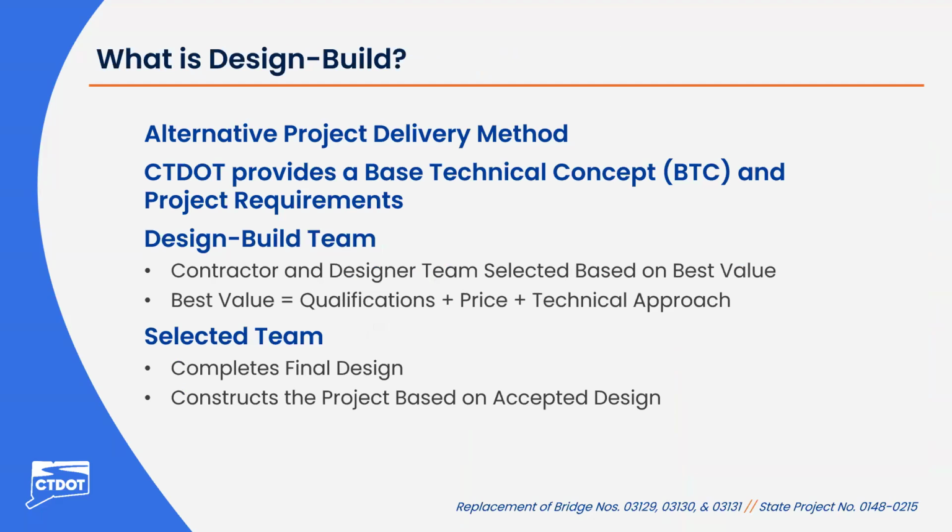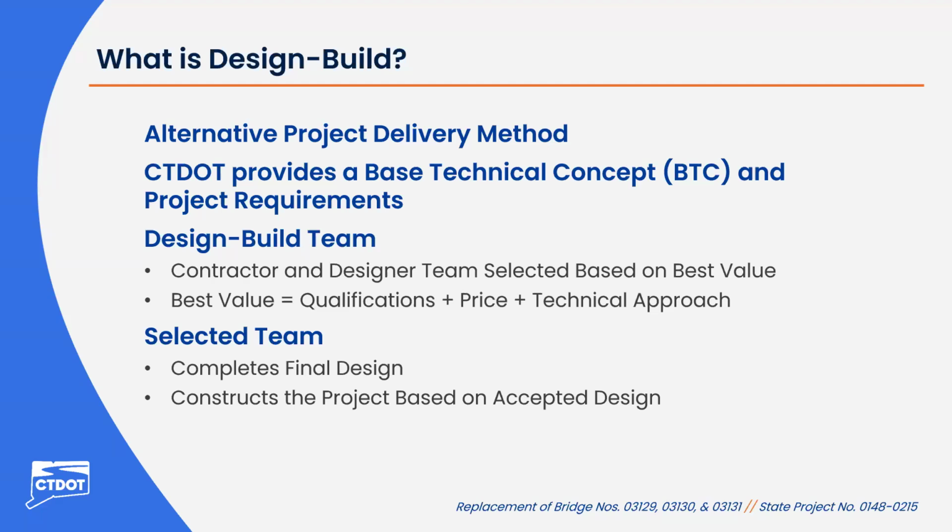Now, you may have heard us use the term alternative contracting or design build. Alternative contracting is a general term. For this project, it is going to be design build, which is one of those alternative contracting methods. And so what is design build? Design build is one of these methodologies that is different from the standard way that a project is bid in the industry, which we call design bid build.